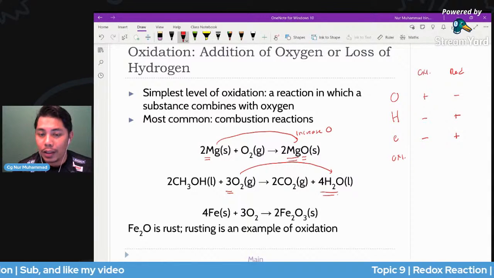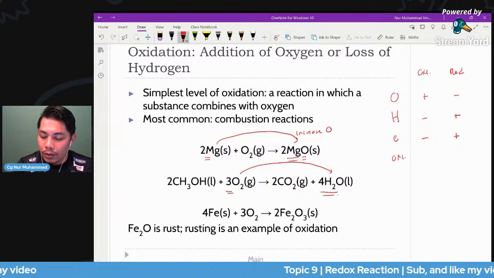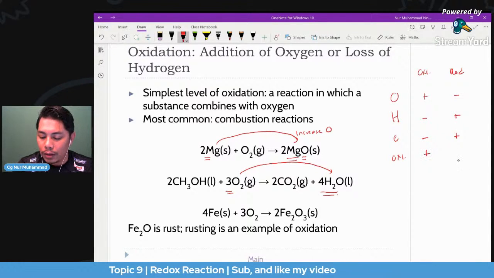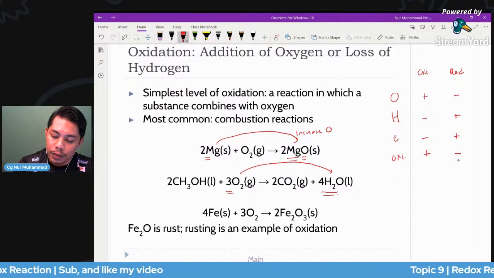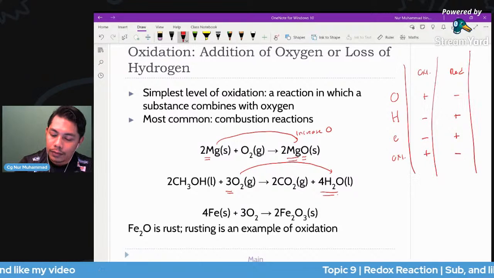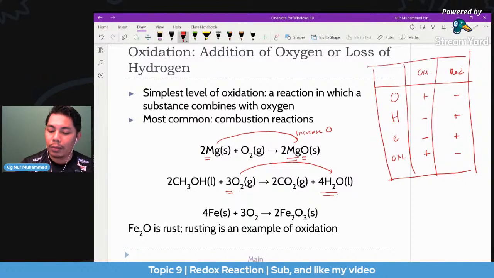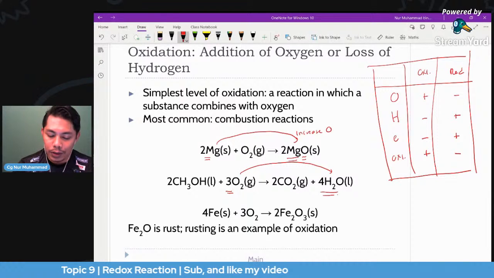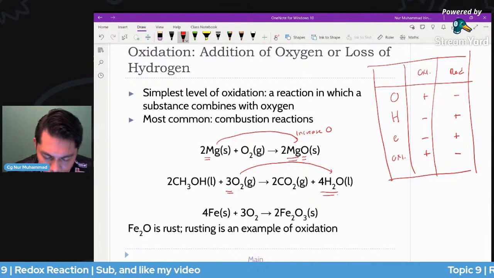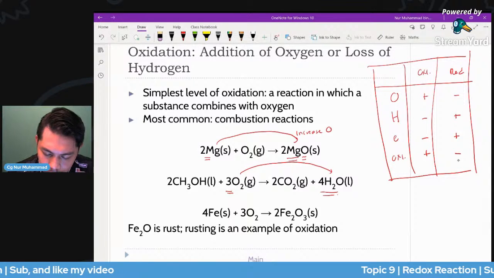Kita try recall balik benda ni dah belajar masa SPM dulu. Oxidation number increase for oxidation and oxidation number decrease for the reduction. Please remember benda ni lah. And I believe that all of you already remember this formula. Cuma yang bawah ni, oxygen gain ni adalah oxidation.